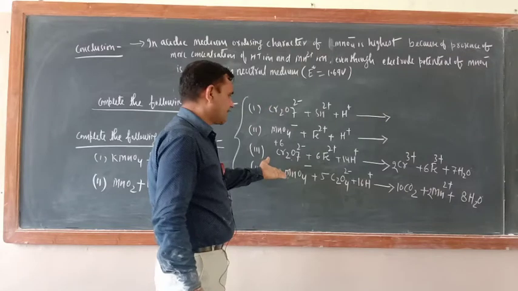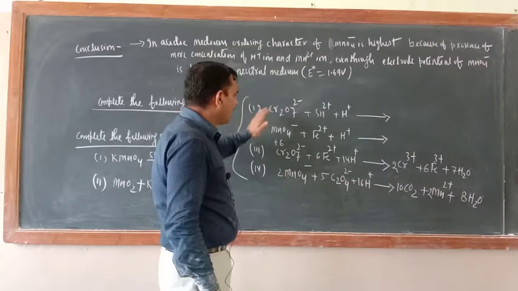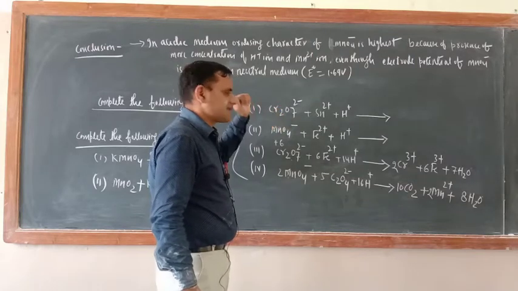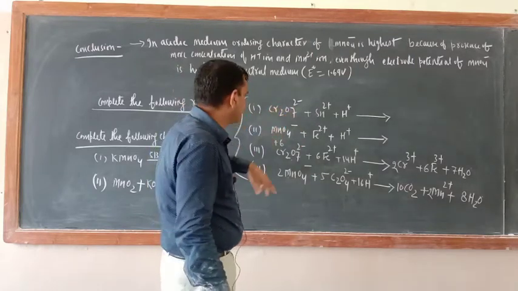7H2O. Now check, is the reaction balanced? Now these two are a bit different. Why? Because they are not balanced. Okay, so we'll balance it, don't worry.